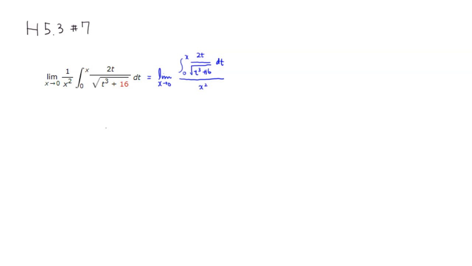To make sure that we can apply L'Hopital's rule, we plug in 0. You can see that the denominator approaches 0 as x approaches 0, because it's just going to be 0 squared. And then the x in the upper limit approaches 0, so you have an integral from 0 to 0, so it approaches 0 as well. Since we have 0 over 0, we can apply L'Hopital's rule.